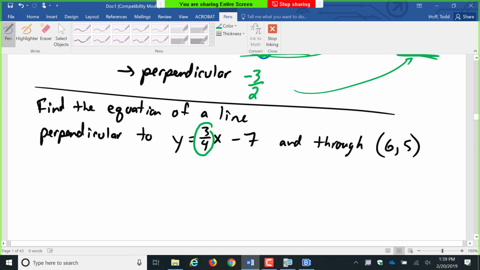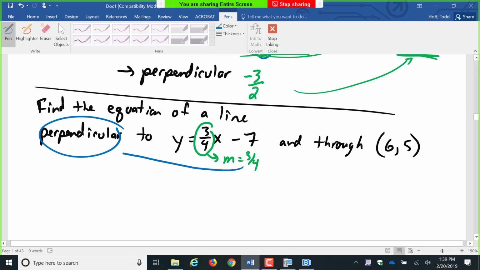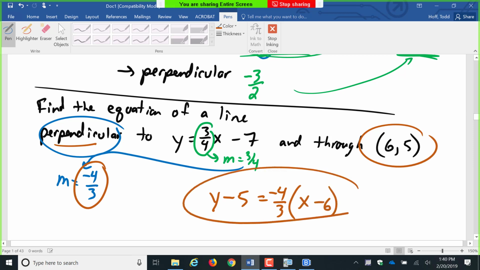So again, from this equation, all I care about is the slope. That slope is 3/4. For the perpendicular, the slope's going to be -4/3. The simplest way to find an equation would be to use point slope form. So through that point, it'd be y minus 5 equals, my slope for my perpendicular line is -4/3 times x minus 6. And that would be it.